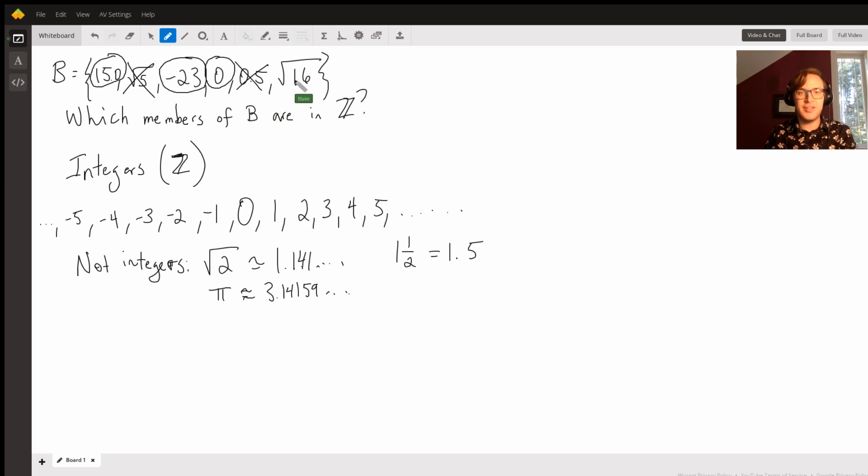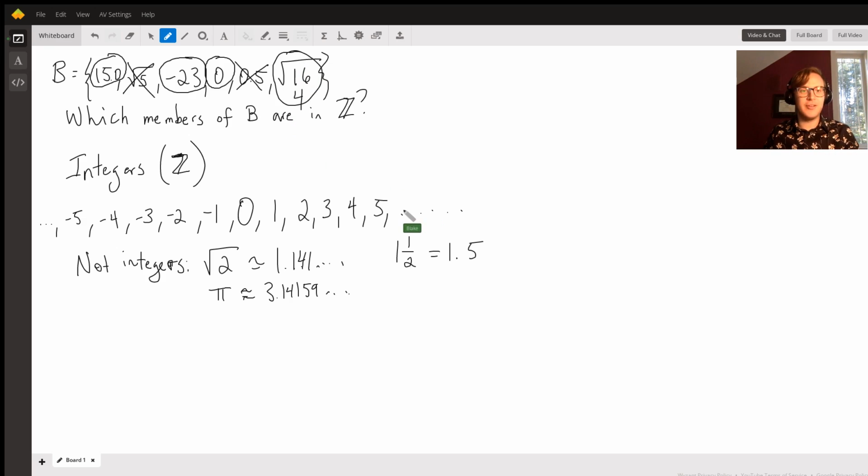The square root of 16, we can actually rewrite as 4, right? Because 4 times 4 is 16, so the square root of 16 is 4. And so the square root of 16 is actually an integer, because we can find a nice clean whole number that's the square root of 16.